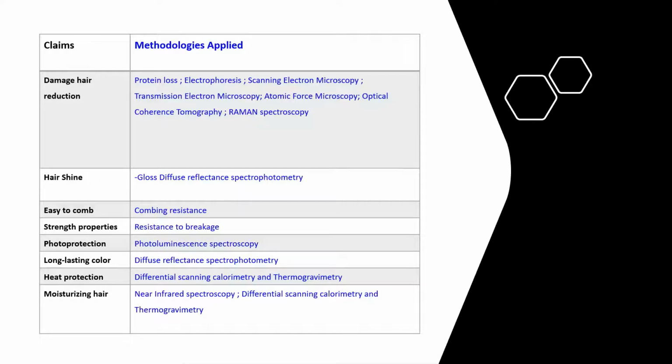Sometimes they claim that they can reduce the damaged hair, or increase the hair shining, or provide photo protection. For establishing these claims, these methods are being tested for those particular products. These techniques are being utilized for those products.